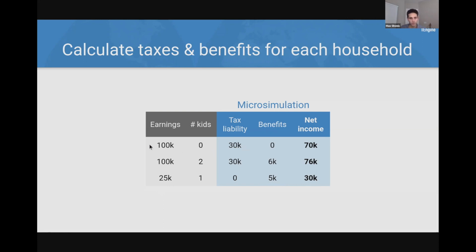Usually the households have different weights, so they represent different numbers of people in the population. So you're going to take a weighted sum of all of these numbers like tax liabilities and benefits, and that's how you get the total impact on society. So that's pretty simple if it's all in one survey, all the data you need.